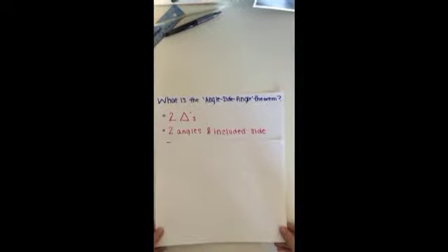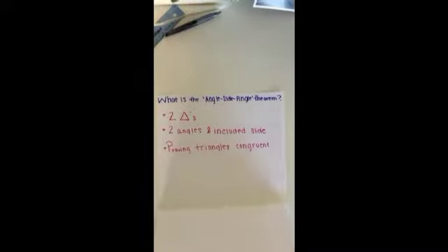What is the angle-side-angle theorem? The angle-side-angle theorem states that two triangles are congruent if any two angles and their included side are equal in both triangles.